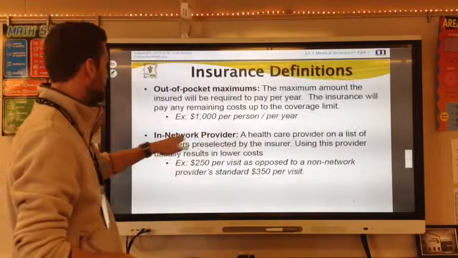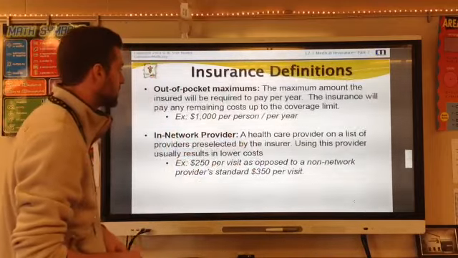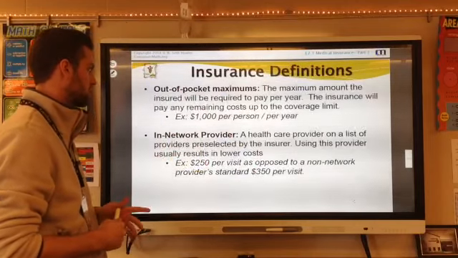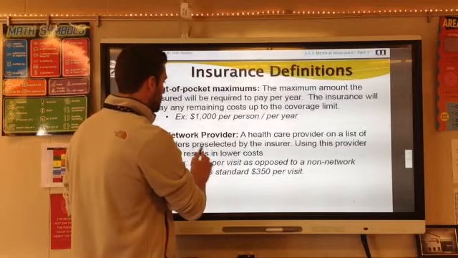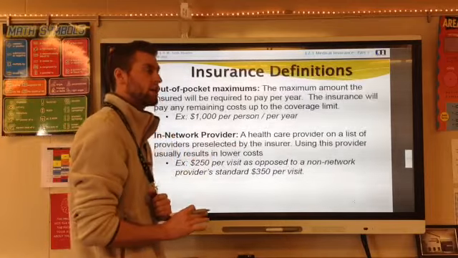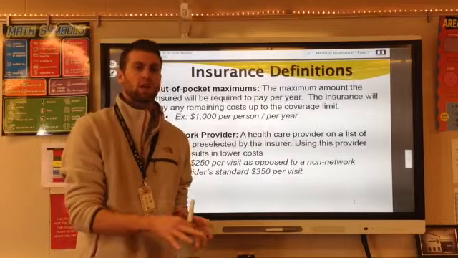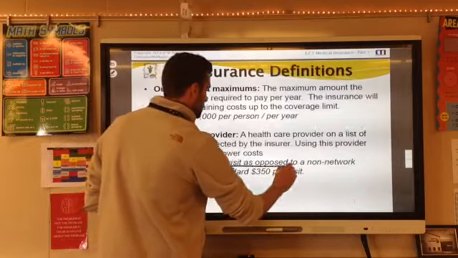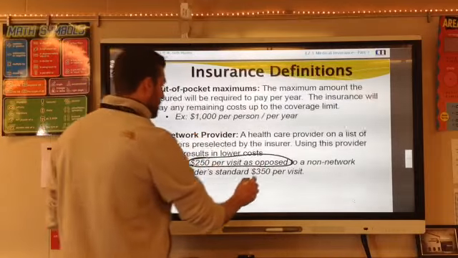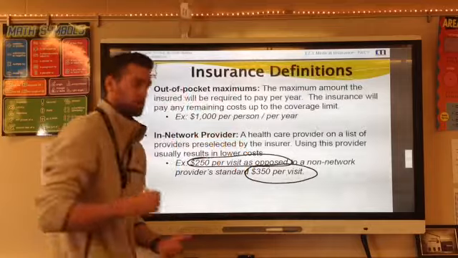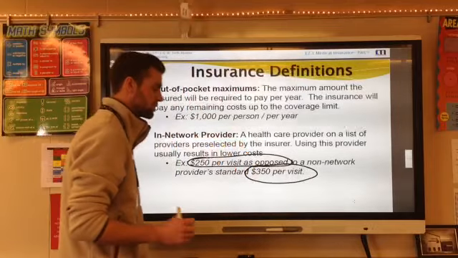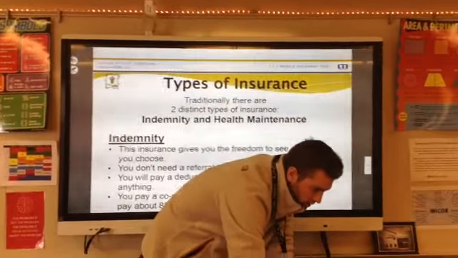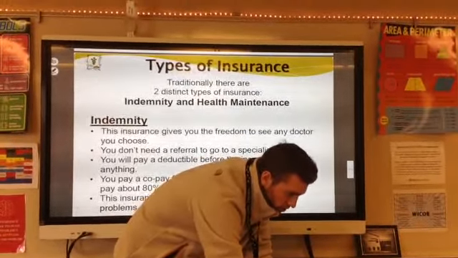Now, in-network provider: a healthcare provider on a list of providers pre-selected by the insurer. Don't worry about writing this one down, but you do need to know it. It just means that it's cheaper if you're in the network versus out of the network. So it'd be $250 if you are in the network, as opposed to $350 if you're not. You do need to know what those are, but you might not need to write that one down. Then you need to write the difference of these two as well.